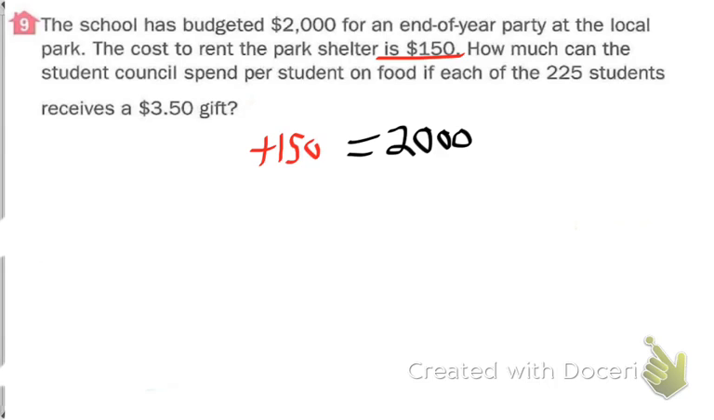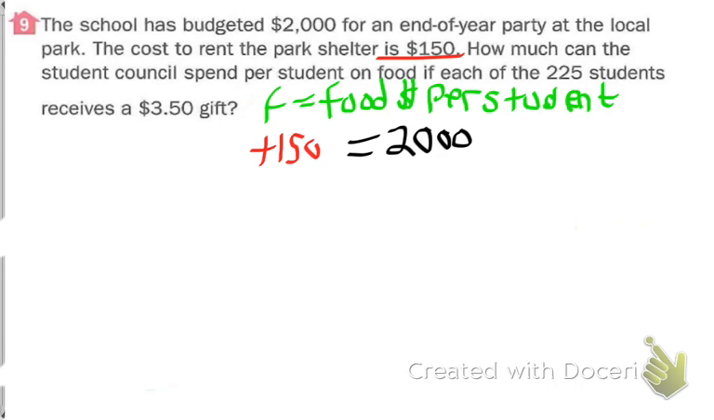Okay, how much can the student council spend per student on food? Oh, I guess it would help if I define my variable. I'm going to say F equals food money per student. That's an easier way of saying it. So anyways, it says how much can they spend per student, meaning what is F, if each of those 225 students receives a gift.